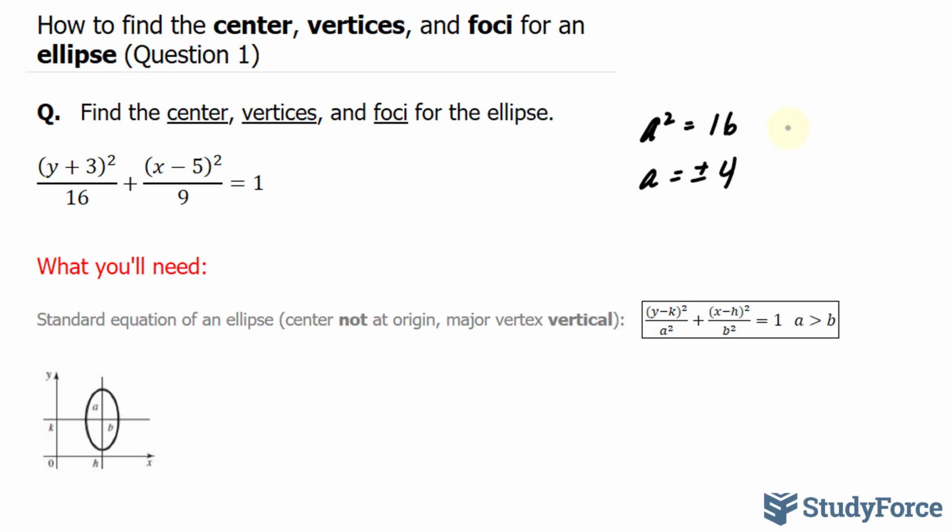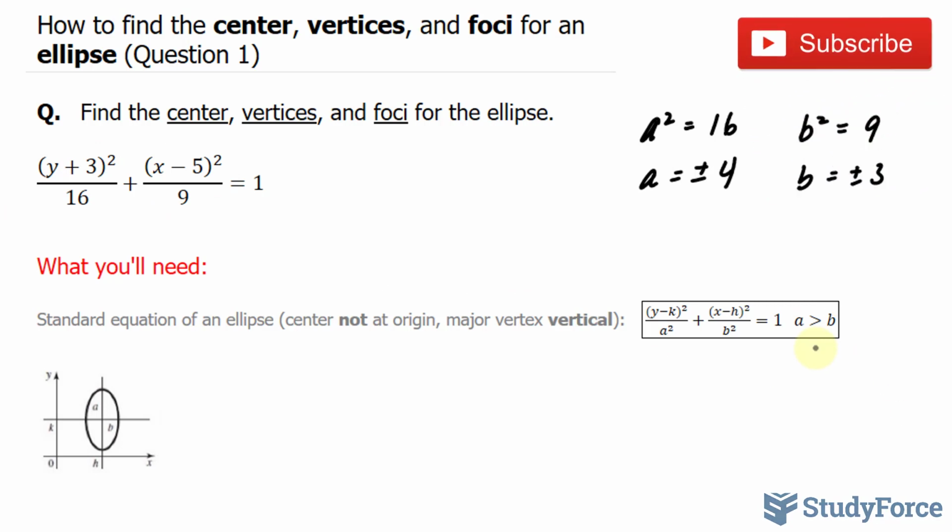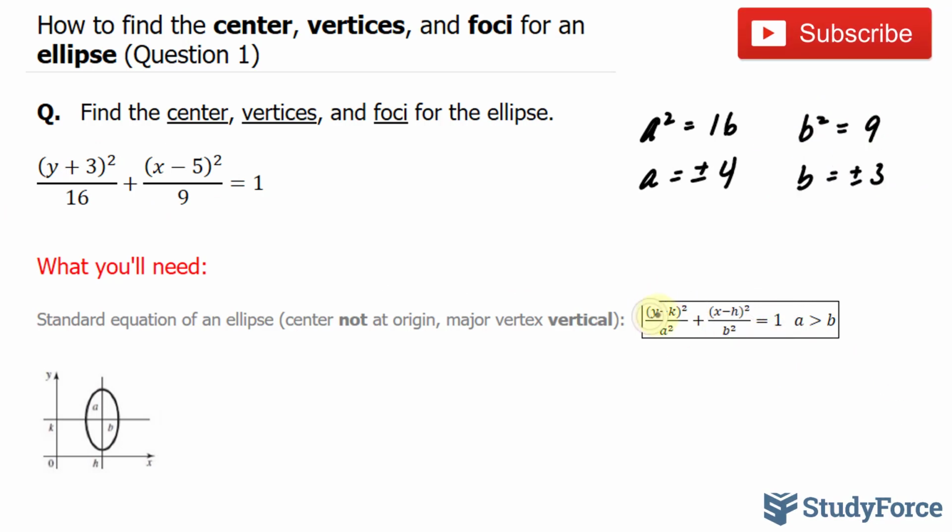Keep that in mind. That being said, b squared is equal to 9, and therefore b is equal to plus minus 3. All I'm doing is mixing and matching this formula to the standard equation formula. Another thing that's interesting is that in the standard equation formula, we have y minus k and x minus h. Remember, this is the standard equation formula for an ellipse where the center is not at the origin.